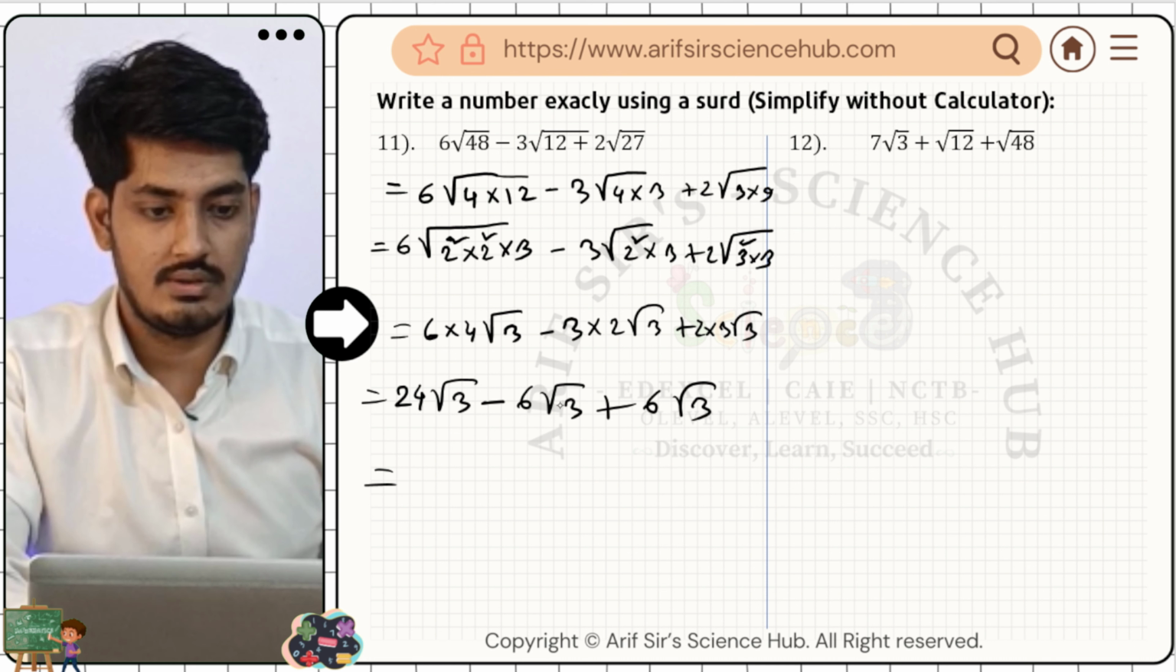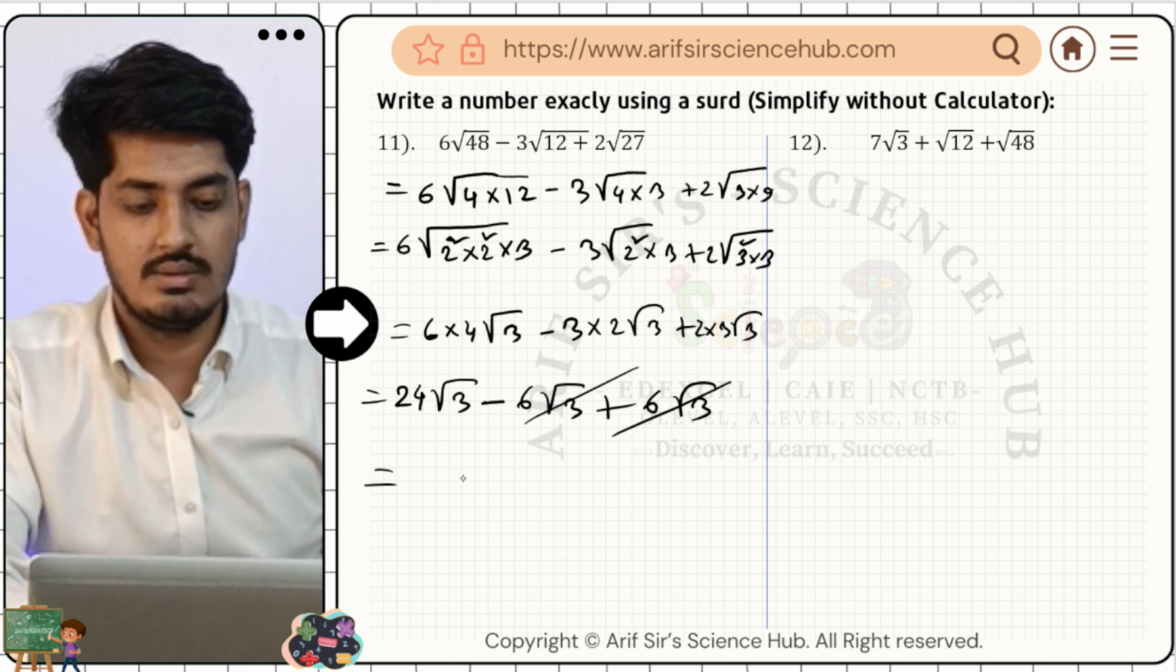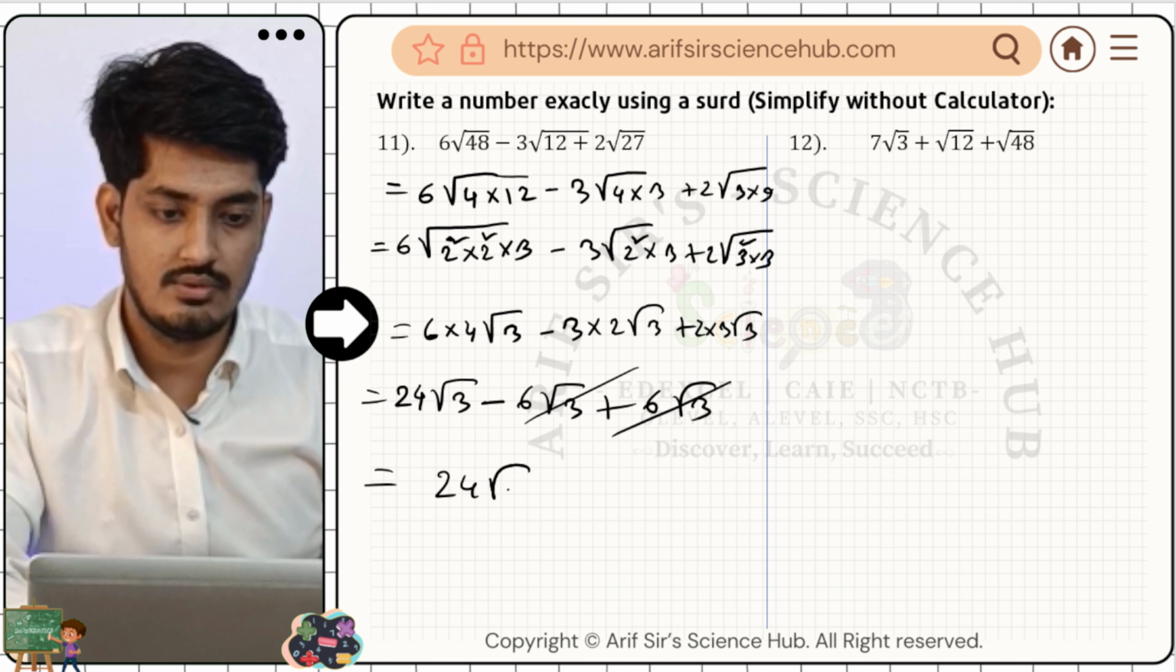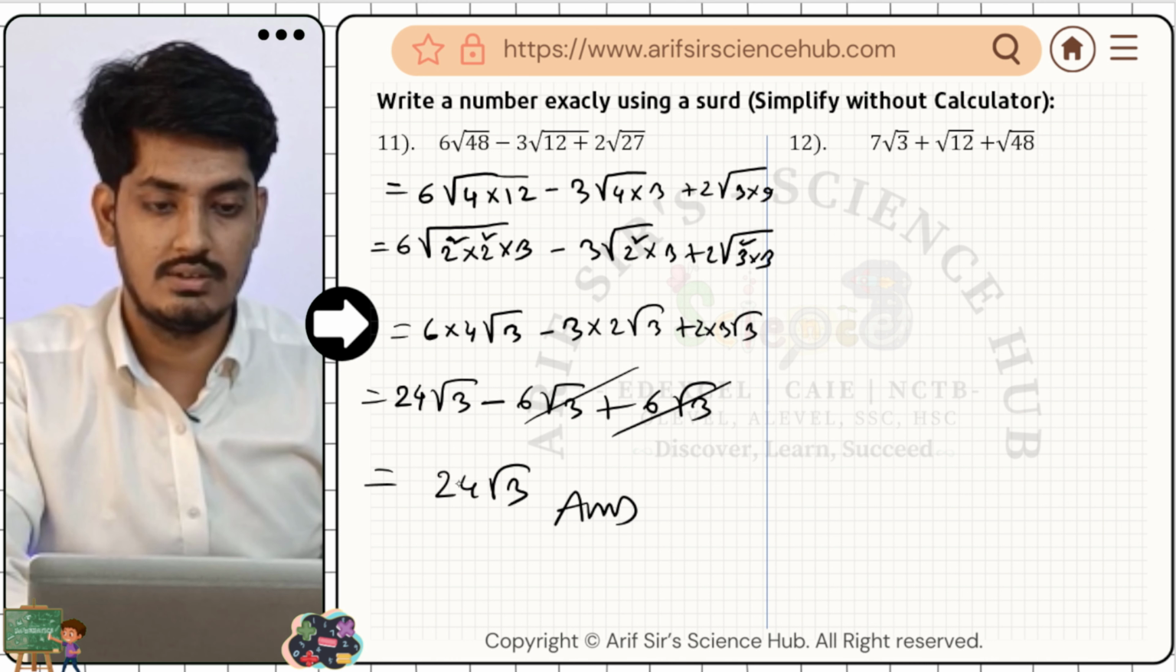So if this square root 3 is minus, this square root 3 is plus, so you can easily cut it because it should be 0. So 24 square root 3 is the answer for exercise 11.